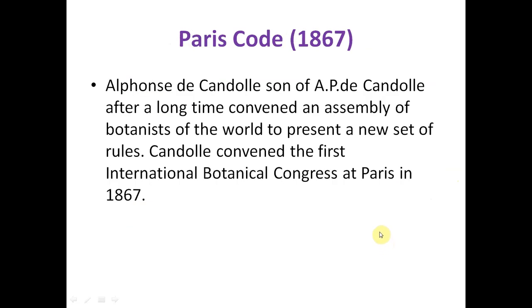And for naming the plants, to achieve the universal consensus on naming the plants, scientists from all over the world convened a meeting at Paris in 1867, and they framed certain rules in naming the plants. This is popularly named as the Paris Code, in 1867.